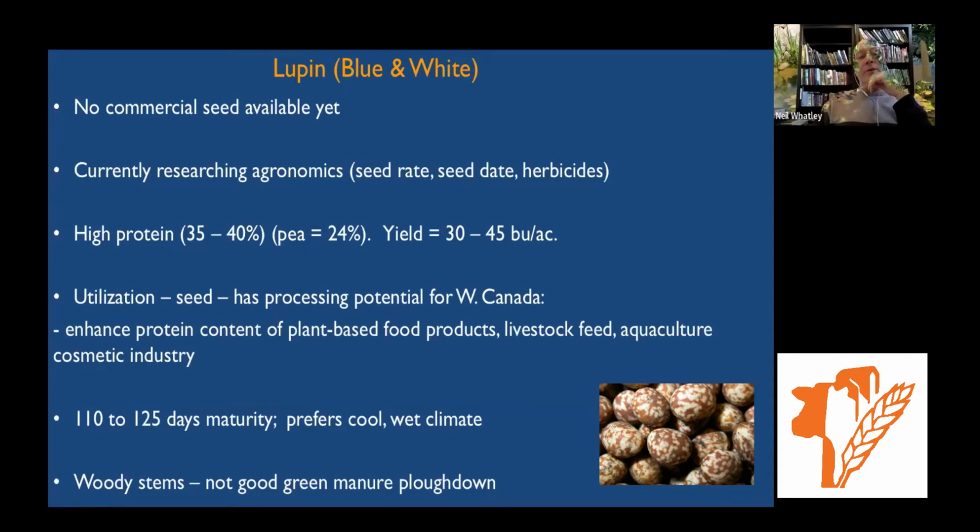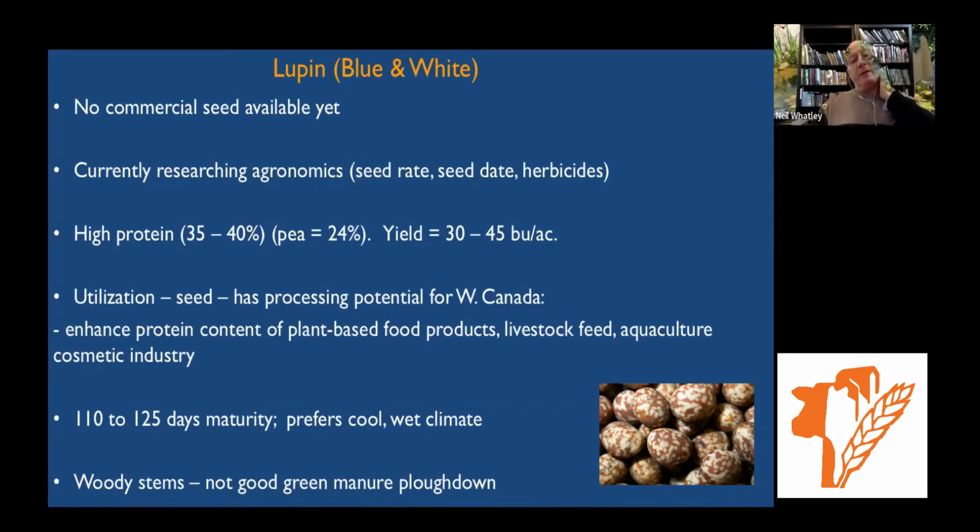They're currently researching agronomics. I just talked to Robin a week ago. They're looking at seed rates, seed dates, herbicides, but it's got high protein. That's why it's good for food processing, or for processing and fractionation. It's got 35 to 40% protein content. Pea, for example, is 24%, and it yields pretty well, 30 to 45 bushels to the acre.